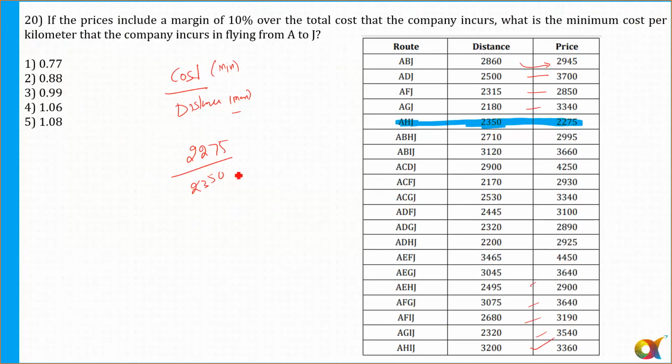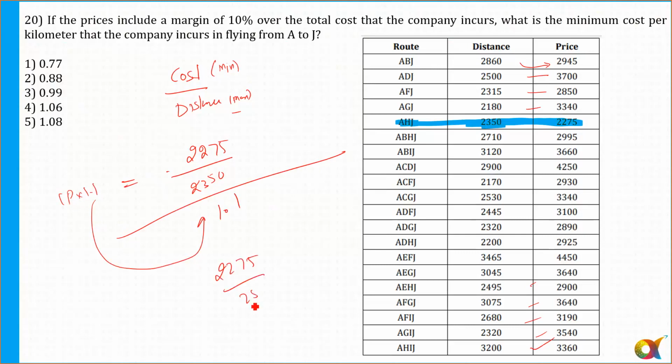So the actual cost will be nothing but this divided by what? 1.1. Here the margin is given as over cost price. So I can say basically this is cost price into 1.1, that is equal to this. So this 1.1 comes out to be the denominator. So I need to calculate 2275 upon 2350 into 1.1. It comes out to be approximately 0.8. It is option number 2.